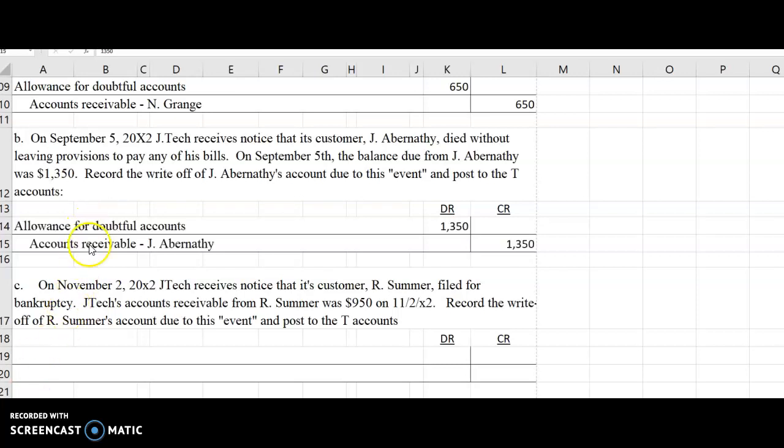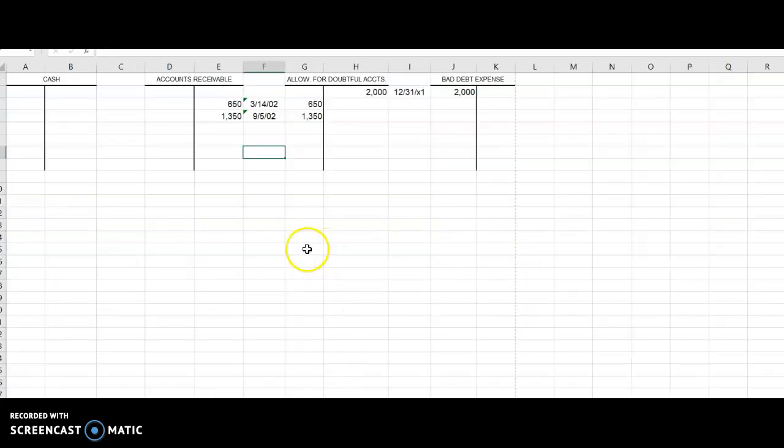So we need to debit the allowance for doubtful accounts and credit accounts receivable for J. Abernathy, $1,350. And posted to the T accounts, it looks like this. September 5th, debit allowance for doubtful accounts, $1,350. Credit accounts receivable, $1,350.